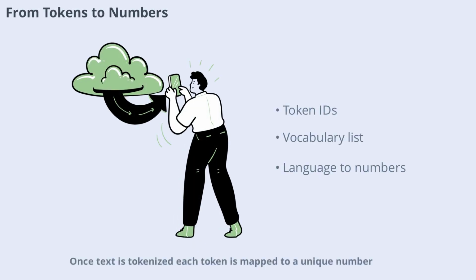Once text is tokenized, each token is mapped to a unique number. This is called numerical encoding. Computers can't process words directly, they need numbers, so every token gets its own ID in a vocabulary list. For example, cat might be 102 and sat might be 205. This numerical representation is the bridge between language and computation.